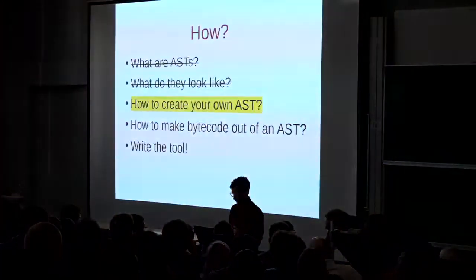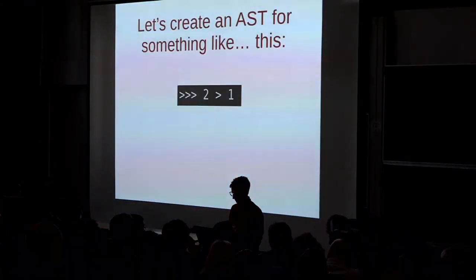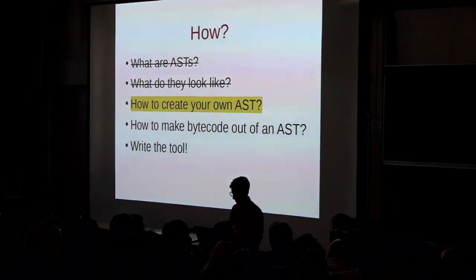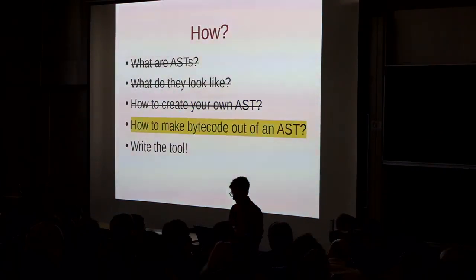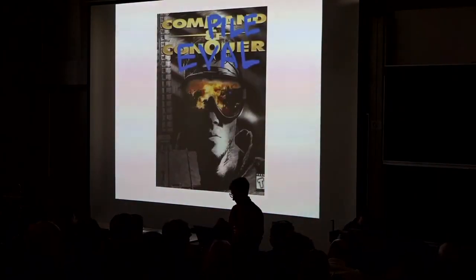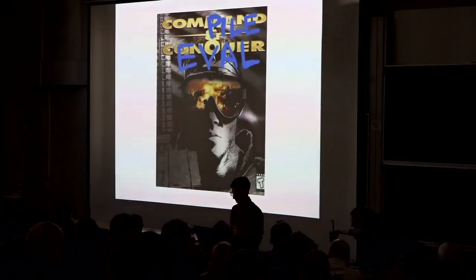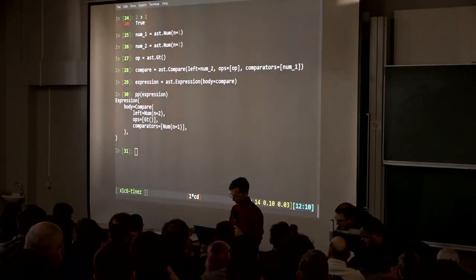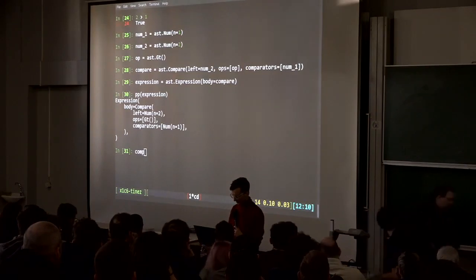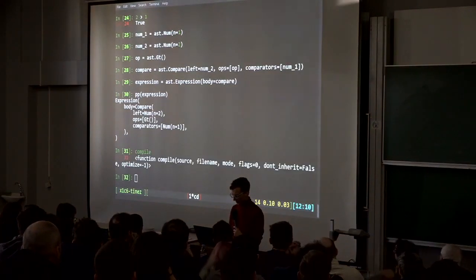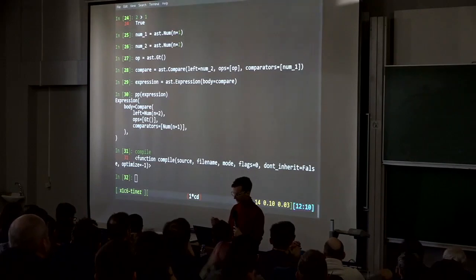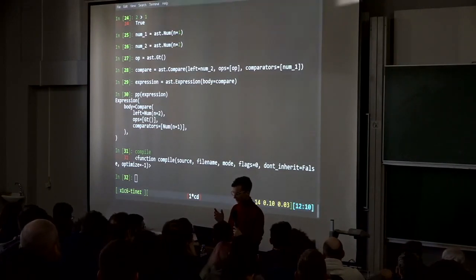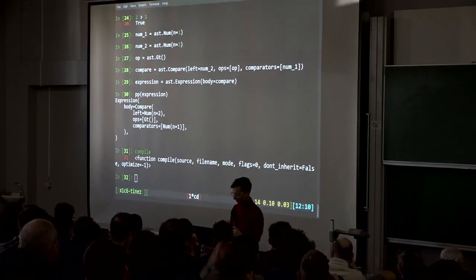Okay, so now let's try to convert that AST into bytecode. So how do we do it? Compile and eval. Okay, so we need to compile this expression. So there's this built-in function called compile. And if you look at its signature, it's similar to the signature of the parse function, right? There's the source, there's the file name, there's the mode.